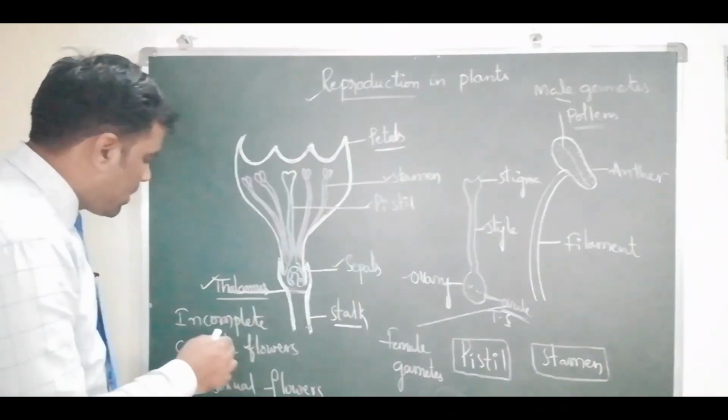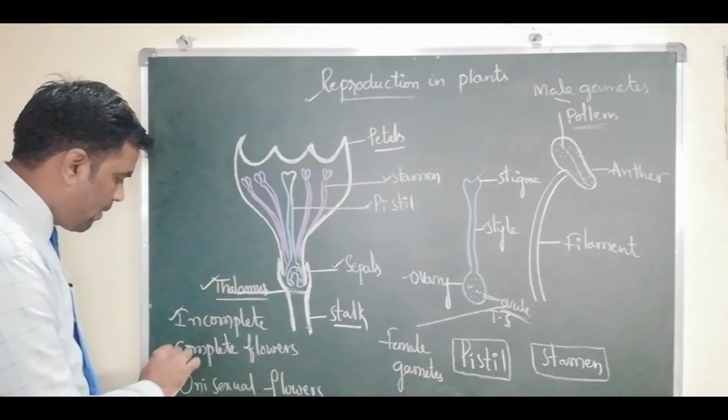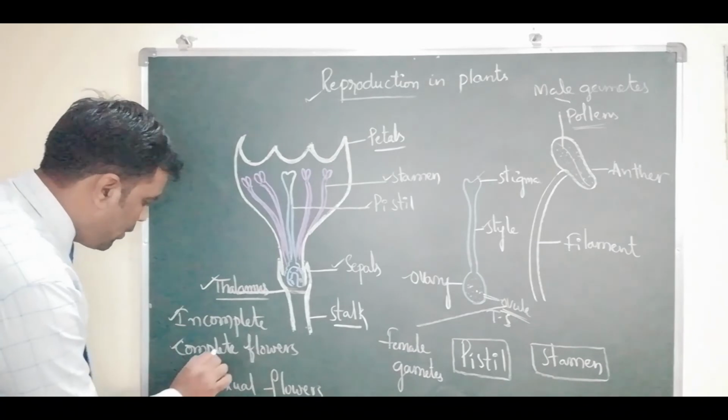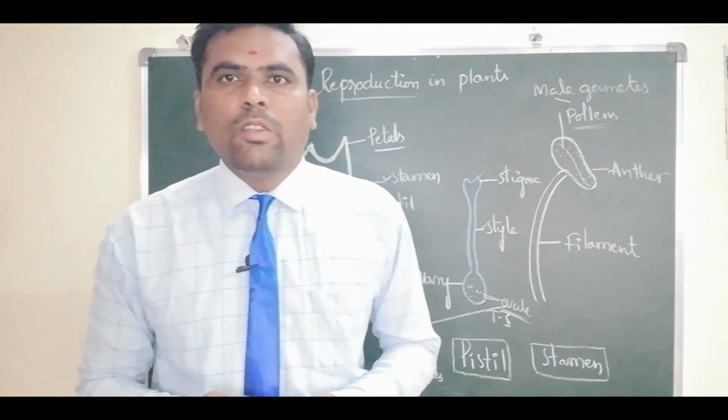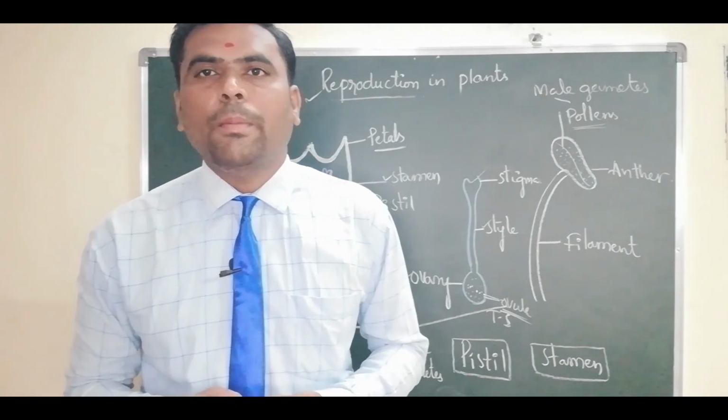The remaining topics are incomplete flower, complete flower, unisexual flower and bisexual flowers. These are the topics that will be discussed in part 2.